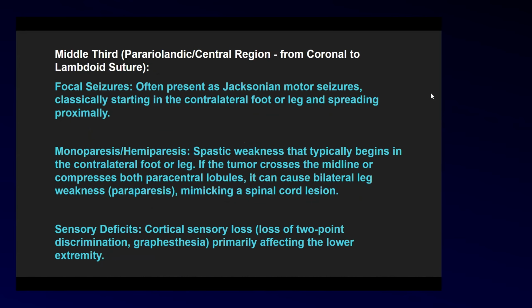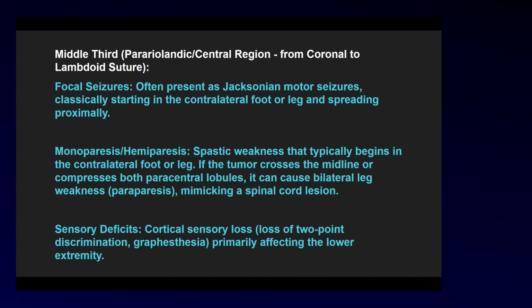For the middle third region, the para-Rolandic, the central region, which we discussed yesterday, starts from coronal to lambdoid suture. The most common presentation would be seizures here. These could be Jacksonian motor seizures. These could be sensory seizures. And they don't often have to be Jacksonian. Could be other types as well. But Jacksonian gets thrown as the prototype of this region.